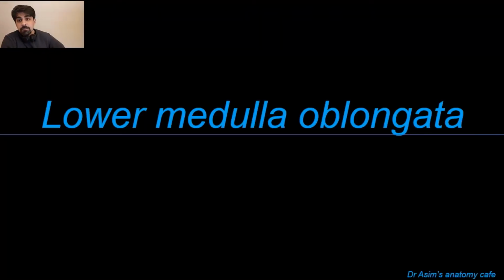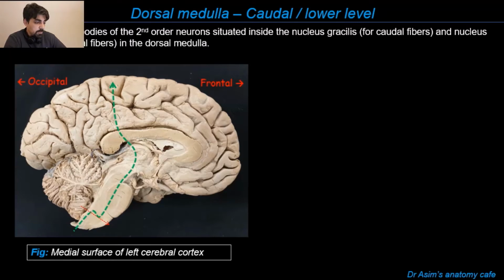Now, the ascending first order neurons in the dorsal column of the spinal cord continue to ascend dorsally in the caudal medulla. What you can see over here is a midline sagittal section which has been taken through the cerebral hemisphere. So what you're looking at is the medial surface of the left cerebral hemisphere. You can see the frontal lobe in the front, and the back end of the brain is characterized by the occipital lobes and the cerebellum at the back.